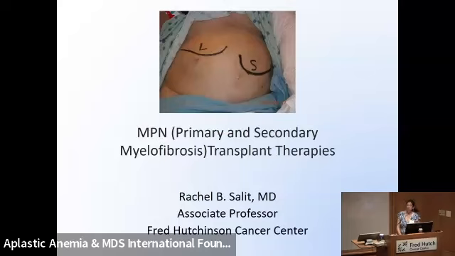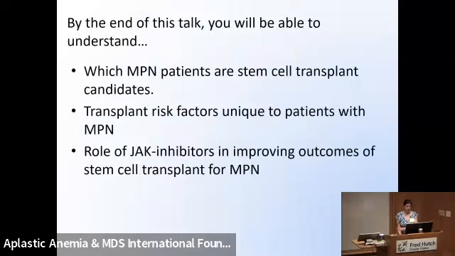So I think we all show this slide because this is what it was like before we had all these great drugs that Anna just talked about. We've made such headway in the last 10 years that now we look at this and say, oh my gosh, look at what people used to look like when they had these diseases. By the end of this talk, I'm hoping you'll understand which MPN patients are stem cell transplant candidates, what transplant risk factors are unique to patients with MPNs, and the role of these JAK inhibitors that Anna just talked about in improving outcomes of stem cell transplant. So, how they can be used together to give patients better outcomes.